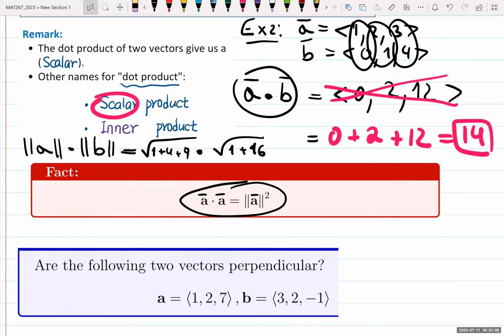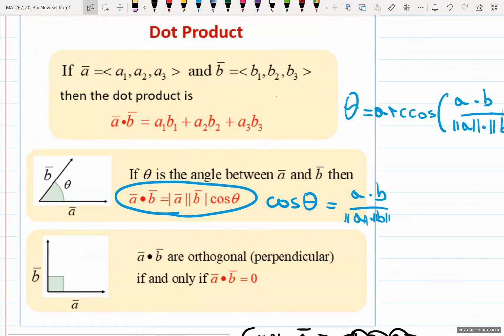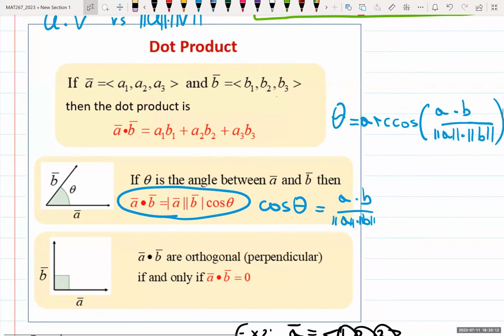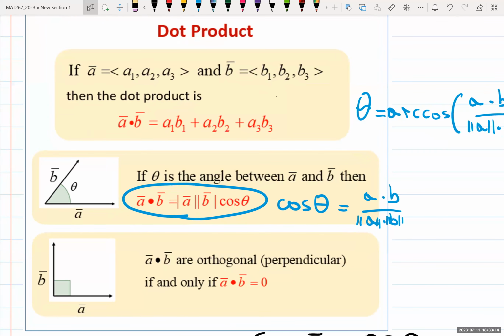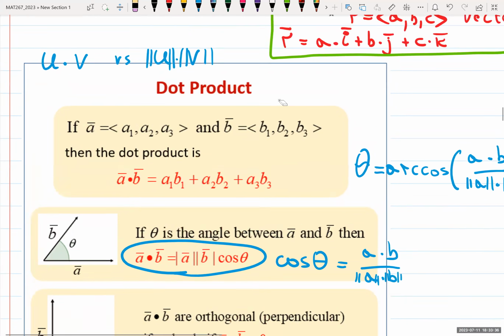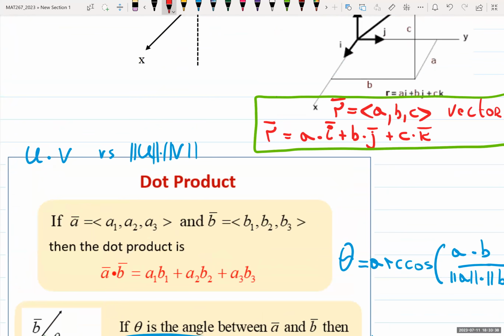Now, what does it have to do with perpendicularity? Do you know how to say perpendicular in Russian? Perpendicularny. So, if dot product is 0, that means vectors are perpendicular, and vice versa. That's why it says if and only if. If vectors are perpendicular, you will calculate dot product, it will be 0. There's no other choice.